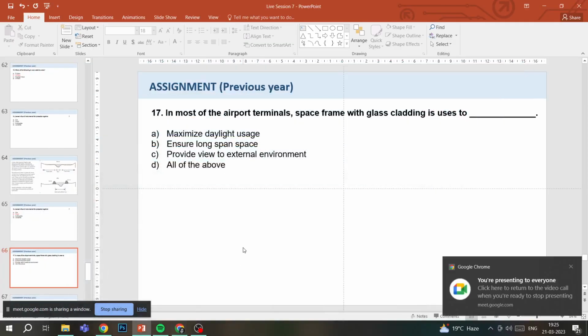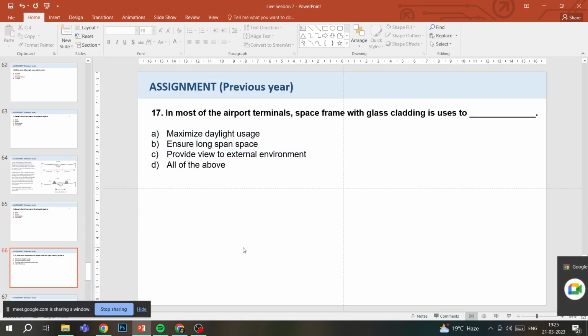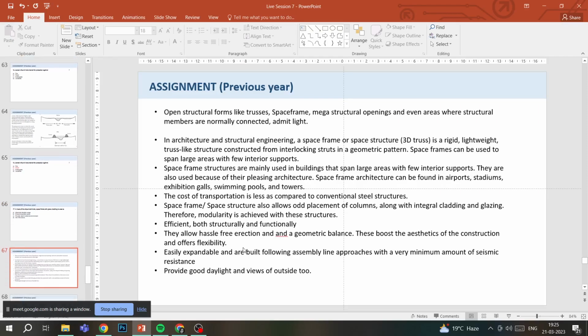Question 17. In most of the airport terminals, space frame with glass cladding is used to maximize daylight usage, ensure long span space, provide the view to external environment. So we will just talk a little about how space frames are utilized and what are their advantages and other points, and then we will answer this question.